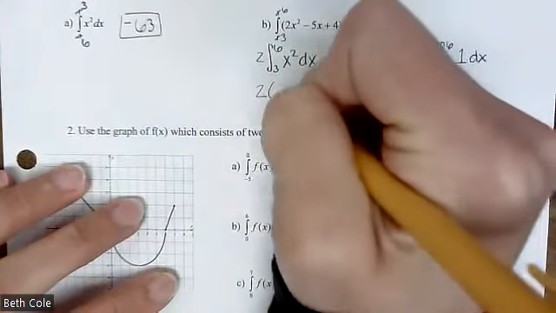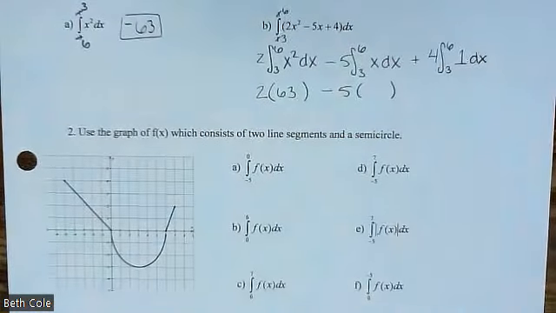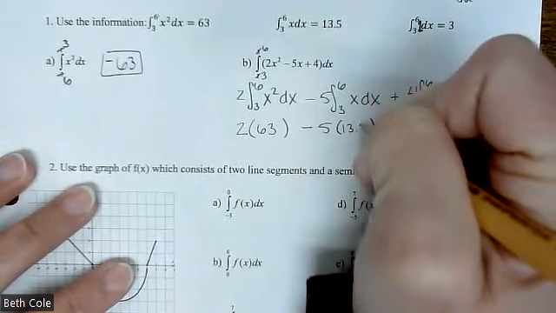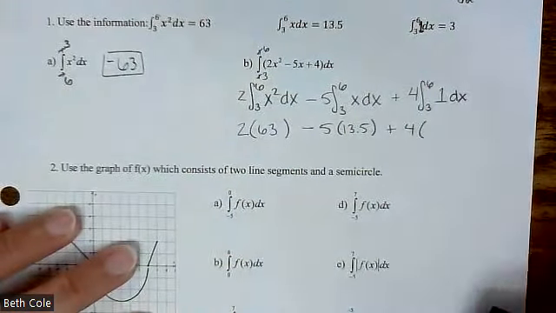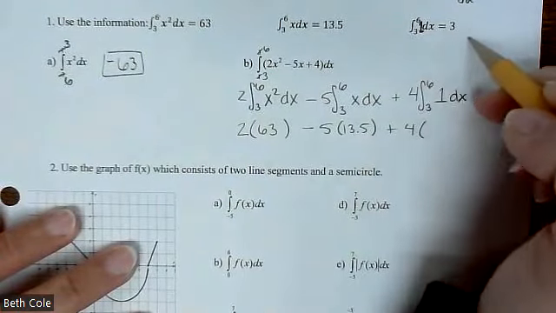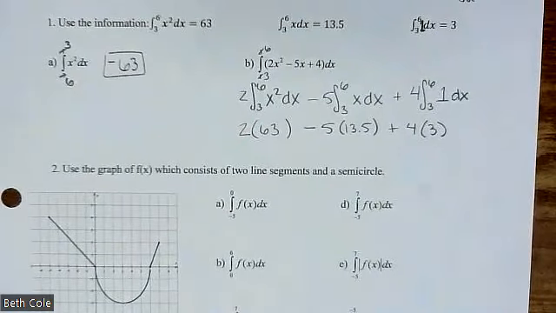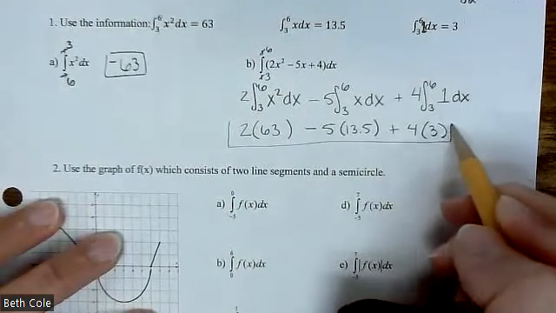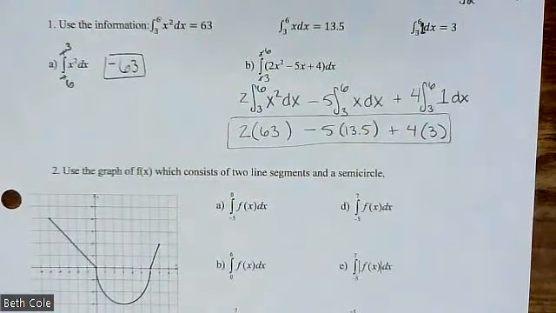Good, 63. And then the second part, it would be minus 5 times, what do you think? 13.5. Plus 4 times 3. Good. And I think I tortured you enough with doing arithmetic on the warm-up, so we'll leave it at that, okay? But if you were forced to battle your way through that, you would have to.